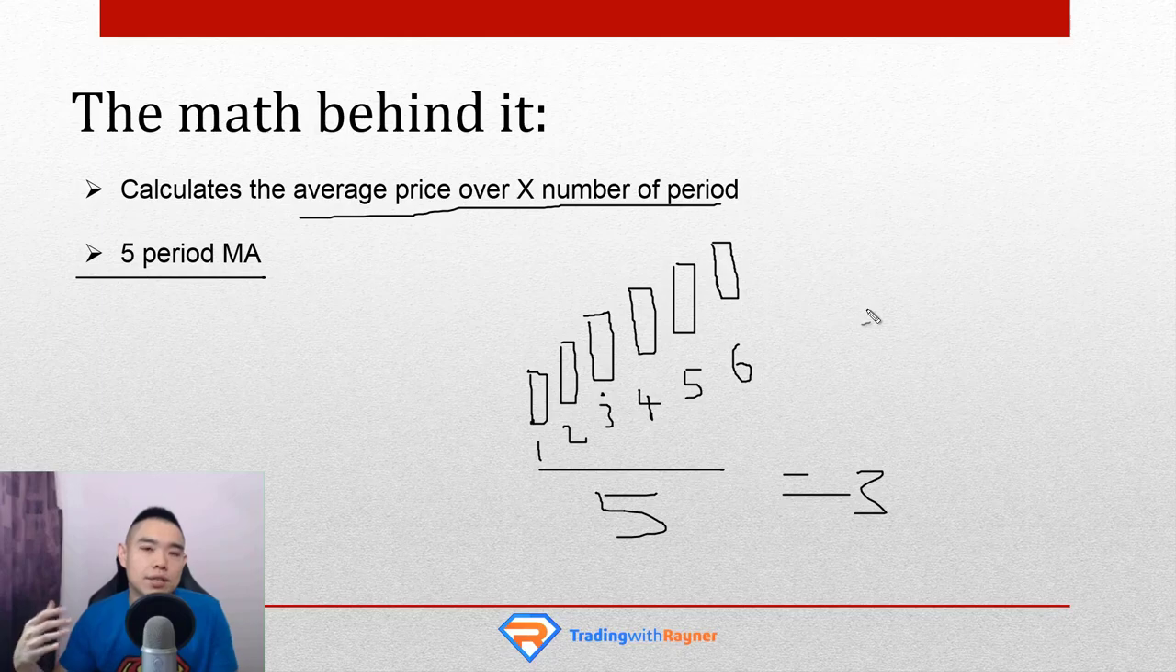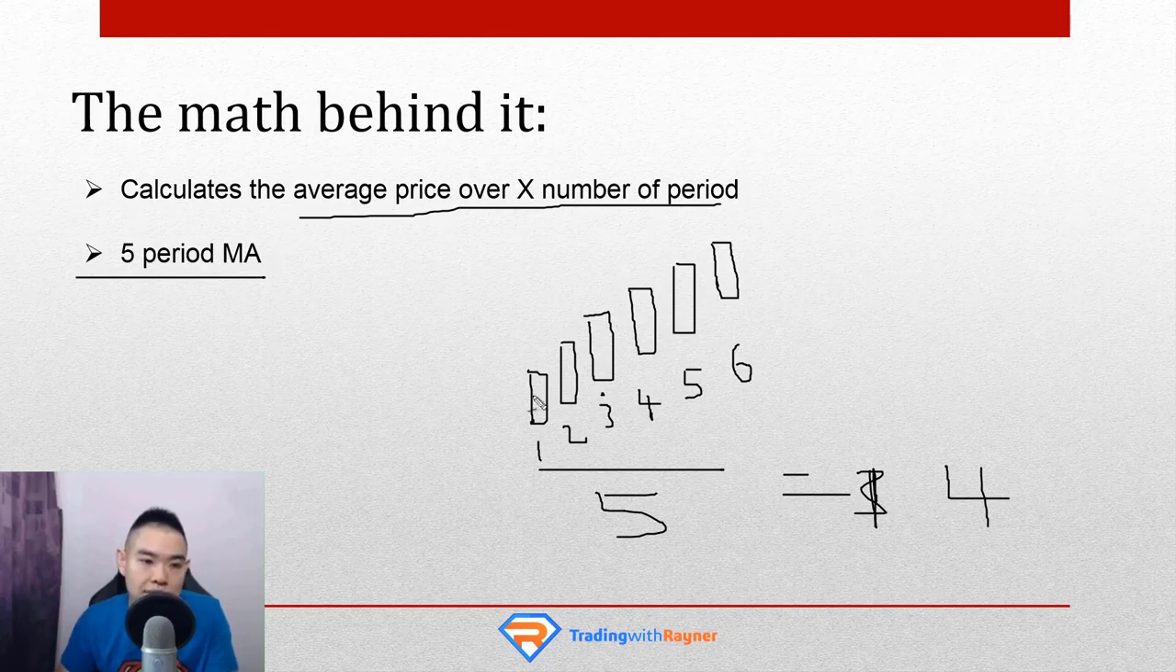Now, what is the new 5-period moving average value? What you're going to do is take the most recent prices over the last 5 candles. So you take 2 plus 3 plus 4 plus 5 plus 6. You divide by 5 and you get the value of 4. Now you might be wondering, hey Reina, what about this first candle number 1? Well, we'll ignore it because we are calculating the 5-period moving average. We are just looking at the 5 most recent candles.